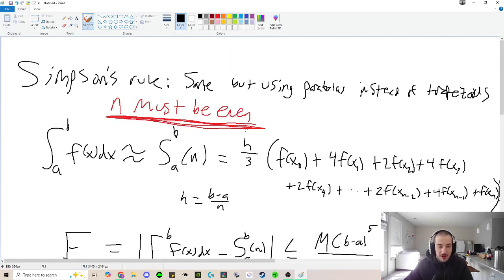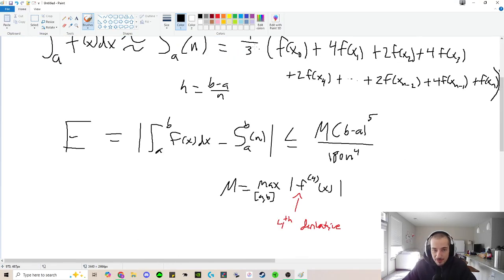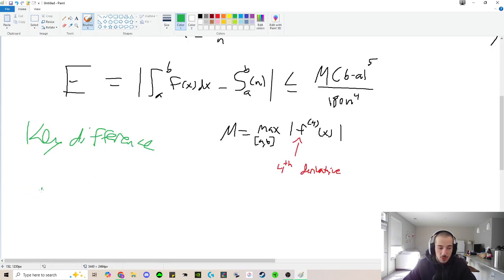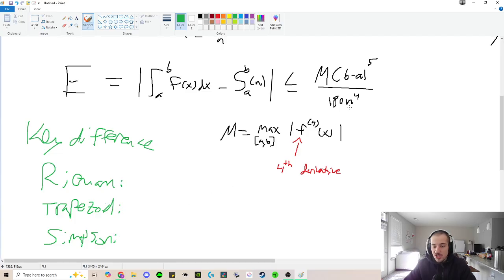Okay, what do you notice about this one versus, okay, so I erased trapezoid rule, but look back in your notes. What is the difference? The key difference between these: we have Riemann sum, we have trapezoid, we have Simpson. If you look at Simpson's rule, this n in the bottom is to the fourth power. Wow, that's so much bigger. This error is going to be going down so much faster.